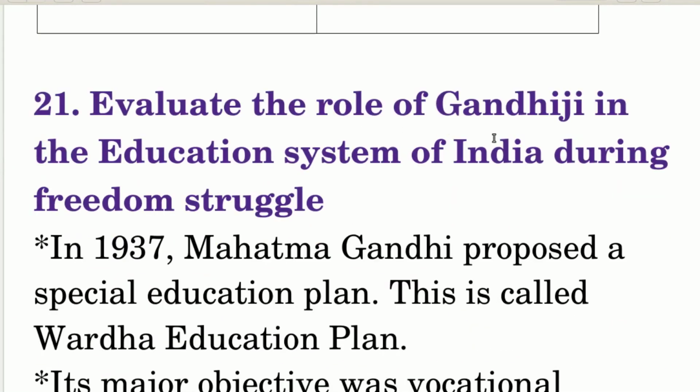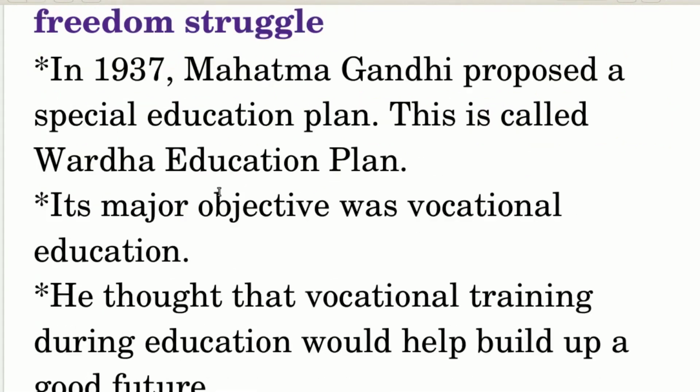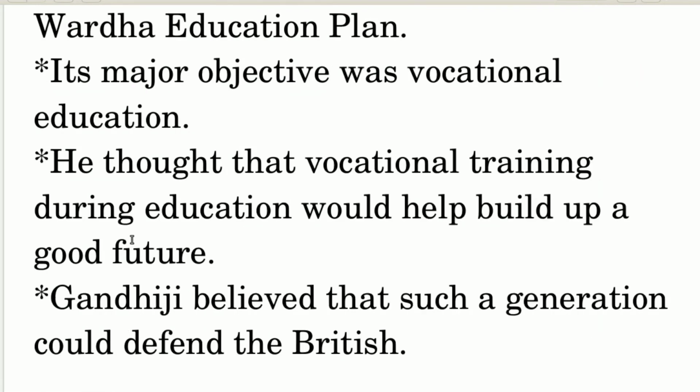Evaluate the role of Gandhiji in the education system of India during the freedom struggle. In 1937, Mahatma Gandhi proposed a special education plan. This is called the Wardha education plan. Its major objective was vocational education. He thought that vocational training during education would help build up a good future. Gandhiji believed that such a generation could defend against the British.